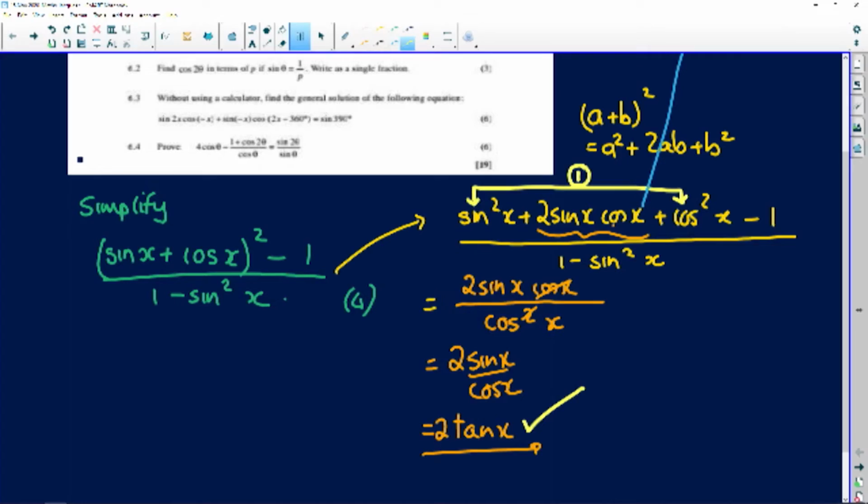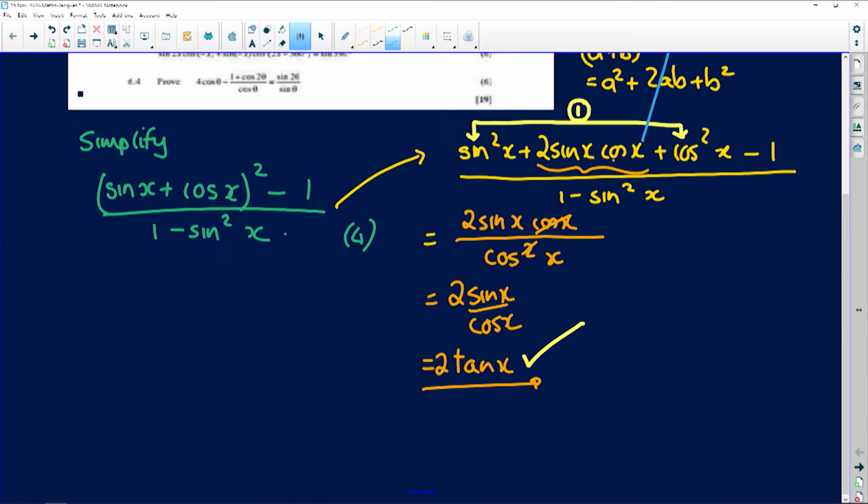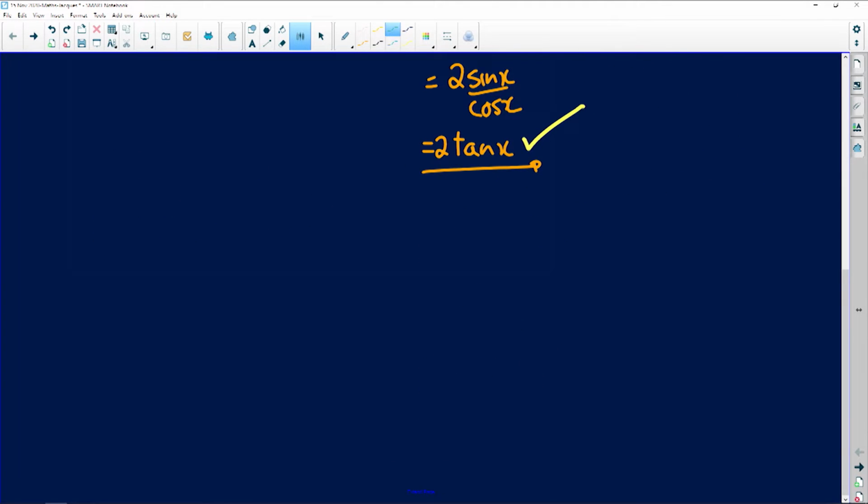The next one is interesting. Look at this. They say to us, the cosine of 2 theta in terms of p is what we want. And what do they give us? They give us the sine of theta is 1 over p for 3 marks. Okay, so we're going to start and we're going to work with what they gave us, folks. We always start with that. I'm going to call that part B. They tell us the sine of theta is 1 over p, and they are looking for the cosine of 2 theta in terms of p.